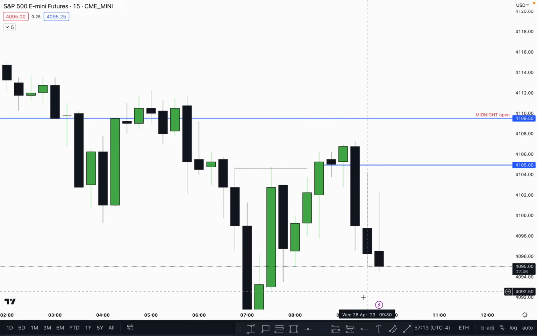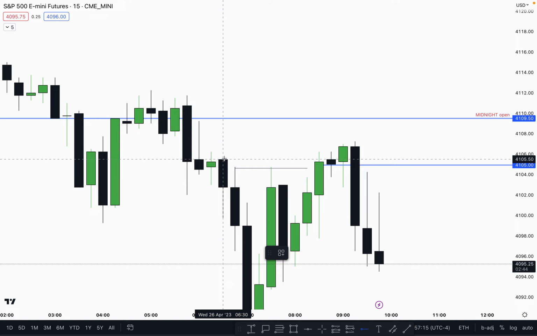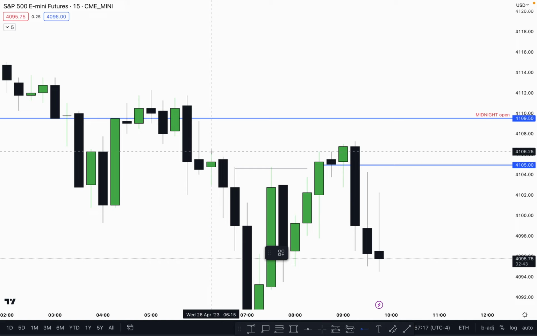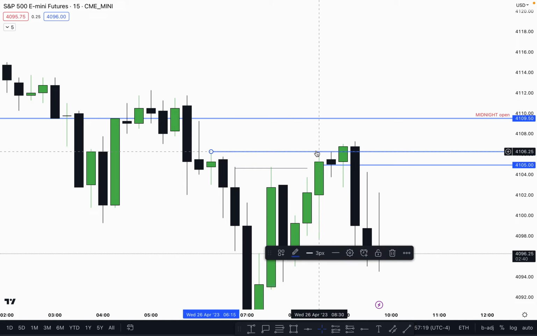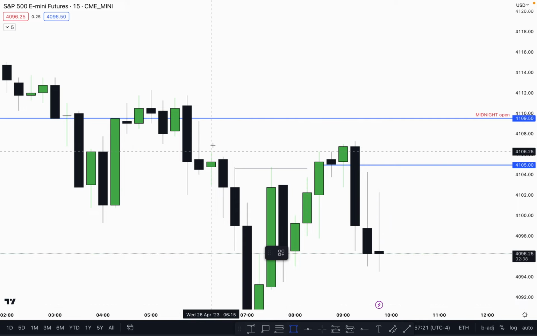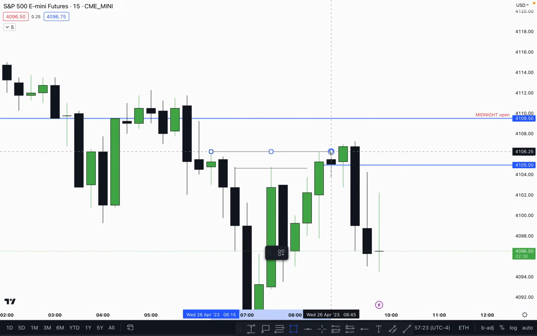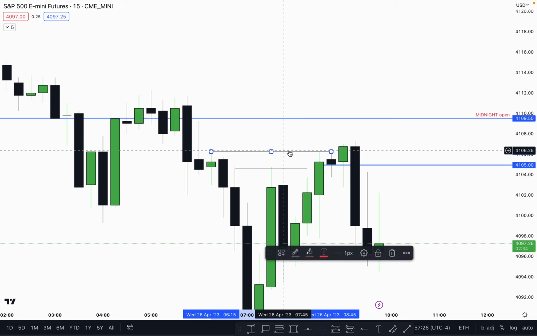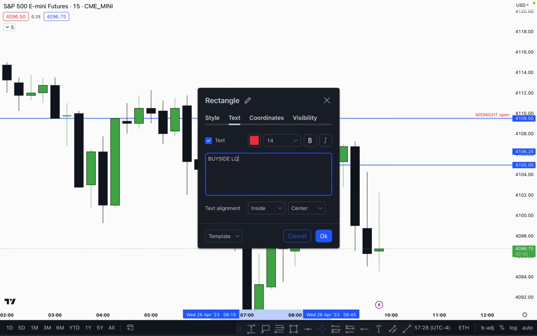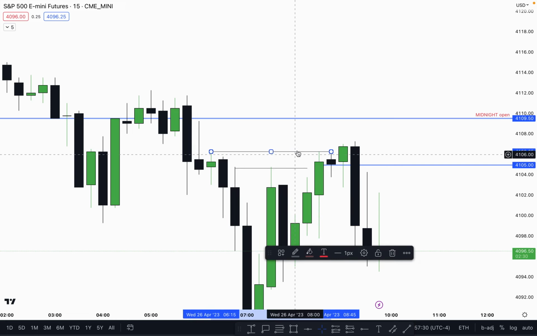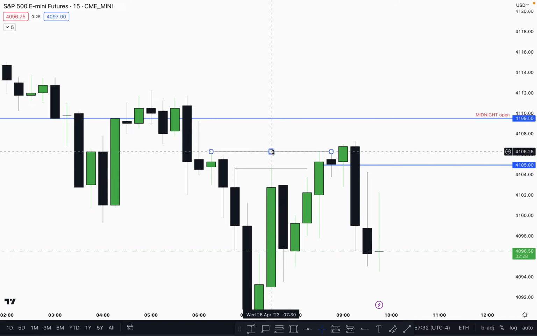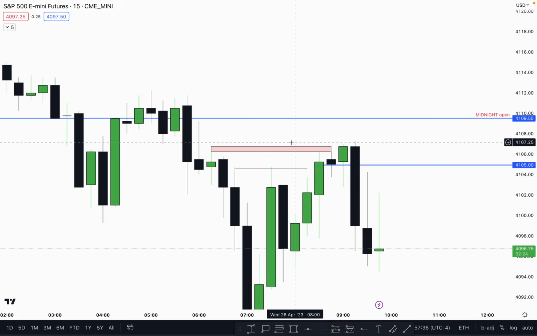We swept it here, and we swept this liquidity, this equal high over here. I have the magnet on, so that's why it's not letting me. Alright, there we go. So we swept this liquidity. You can call this again buy side. I didn't show, but because I have to open, it looks like this.